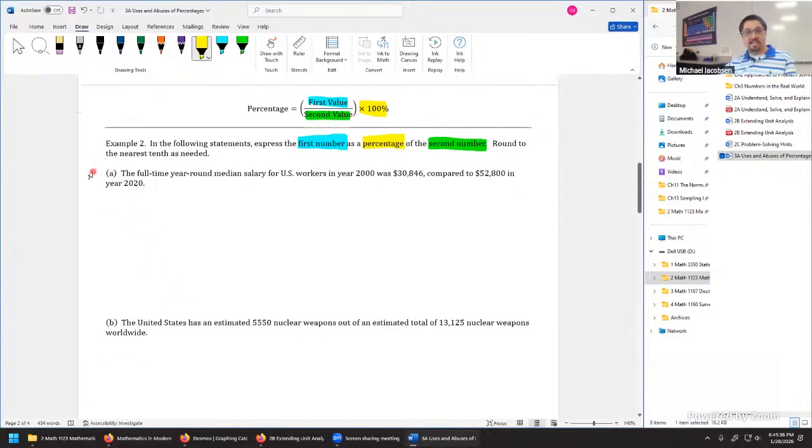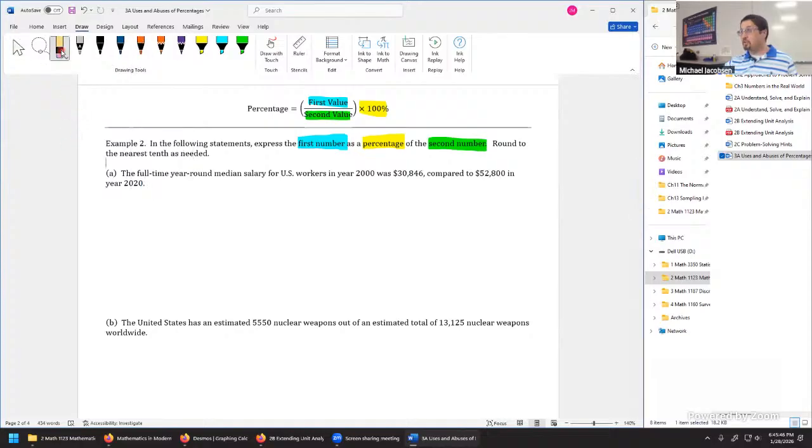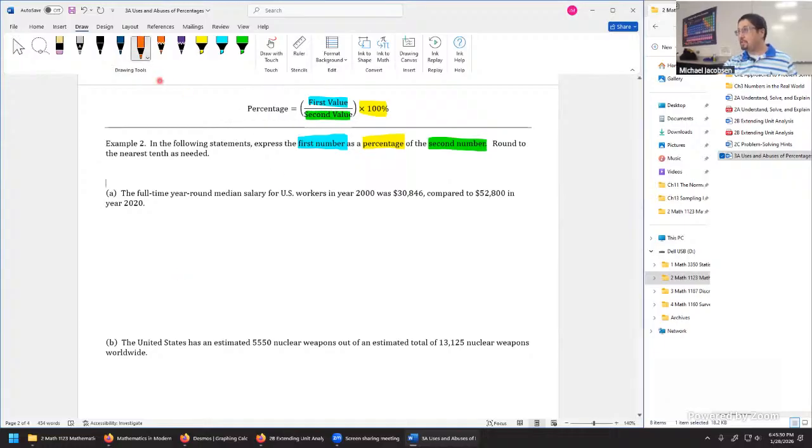So example 2, part A says, to start out, the full-time year-round median salary. Now, we should qualify that word. We're going to look into statistics later on in this course, so this is not a bad word to look into right now, just as a preview. Median is different from average. Median is saying the 50th percentile. You have to say what that means next, so it's kind of like a stack of definitions that go all the way down to median.